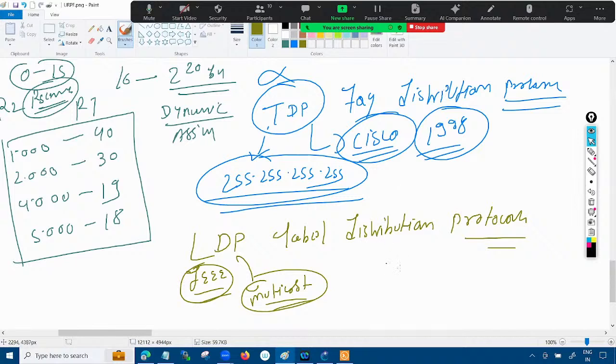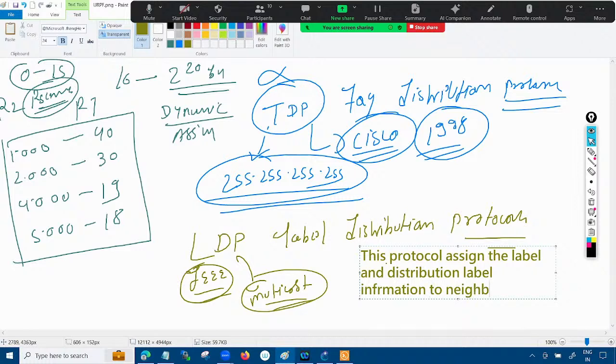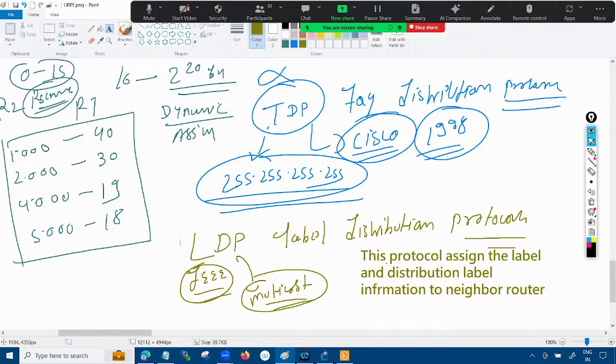So LDP is a protocol. This protocol is going to assign the label and distribute the label information to the neighboring router. So this is dynamic assignment. Again, remember one thing, this is dynamic assignment. Dynamic assignment means we have a protocol for it, and the protocol name is the LDP protocol.